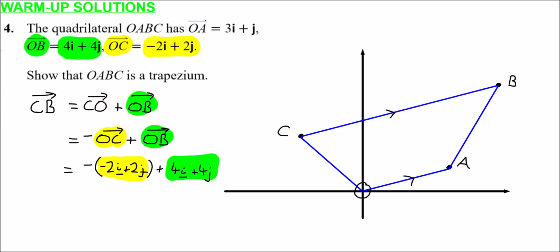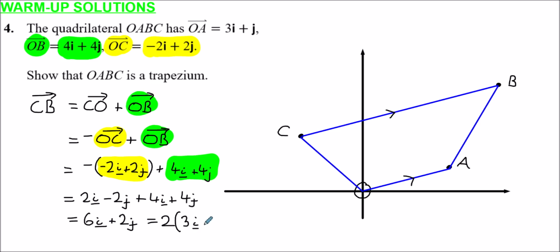There we go. So if we just simplify this down, so minus 2i is positive 2i minus 2j plus 4i plus 4j. Regroup the terms. 2i plus 4i gives us 6i. Minus 2j plus 4j gives us 2j. Now we can factorise out a 2 from this. We get 2 lots of 3i plus j.